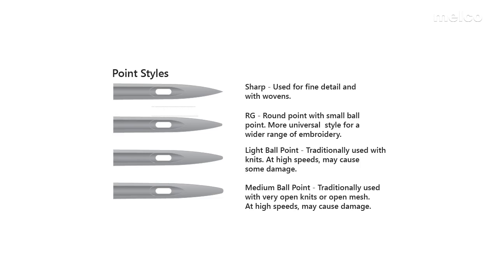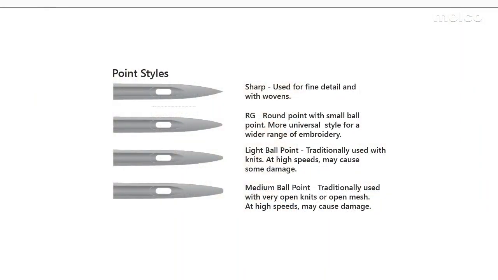They have an RG, which is a rounded point. It's a small ball. It's a very universal, or as much as we can get, a universal embroidery needle. I use that one very frequently, probably more than anything else. And so that's one that I use quite frequently and works really well for me. You also can have ball points, and you can have a light ball or a medium ball, and I again have exaggerated these a little bit just to see them a little bit better on screen.